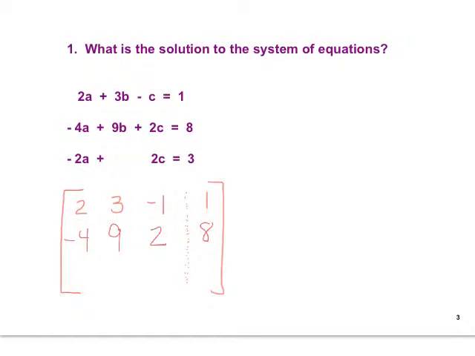Third row. The first number is going to be -2. We do not have a B here. So in this column, I'm going to have to put a placeholder of 0 because I can't leave it out. And the next number will be 2. That's the coefficient of C. And then after the equal sign, we have 3. So this is called the coefficient matrix, and we're going to be putting this into the graphing calculator.